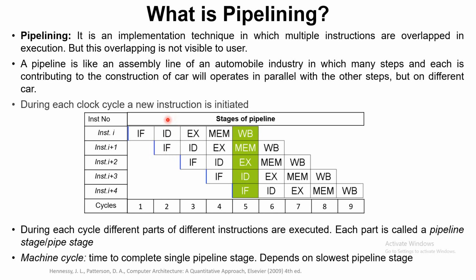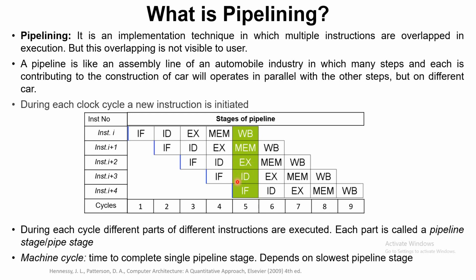So this is what is called overlapping. Overlapping of the processes, overlapping of the stages of the instructions. So when we move to the fifth stage, we will see that the write back stage of the data path will execute the instruction I. The memory access part of the data path will access the instruction I plus 1. Then the execution unit of the data path will execute the instruction I plus 2.